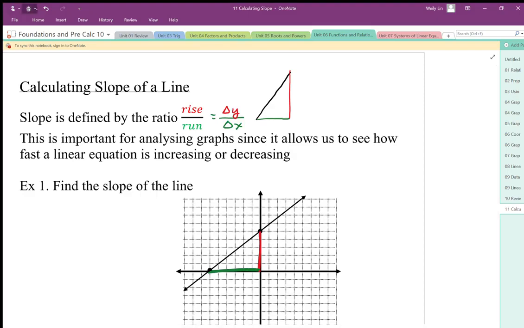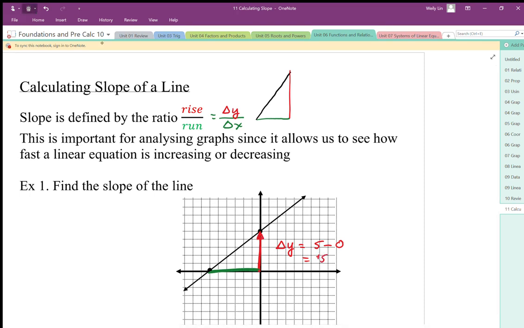Using this slope triangle, I want to find the vertical component of this slope, or the change in y. To find the change in y, I'm going to subtract the y positions. In this case, I can just count. It looks like it's 1, 2, 3, 4, 5. But to get the change in y using subtraction, I'm going to end with y equals 5. I'm going to start at y equals 0. So I've gone up. So my change in y is positive 5.